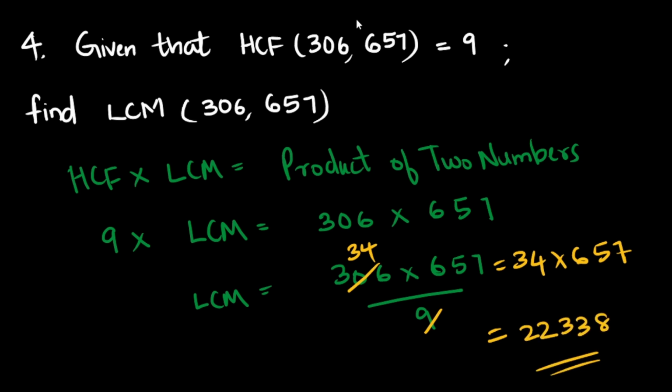So already in the question they have given the clue, they have given the HCF of the two numbers, and you know the two numbers, and they are asking us to find the LCM. Just use this method, that is HCF into LCM equals the product of the two numbers, rather than finding the LCM directly, which is very time consuming, and you know the answer is a very big number, right? That is 22,338. So I hope it's clear.